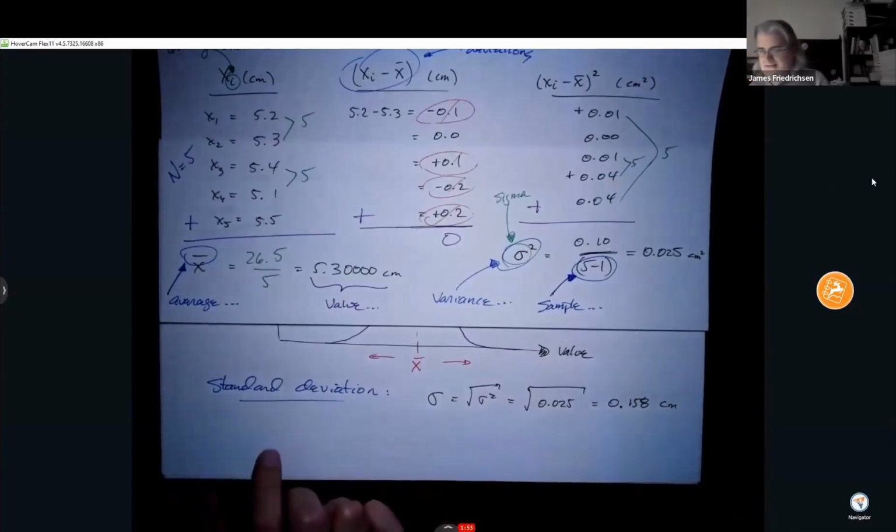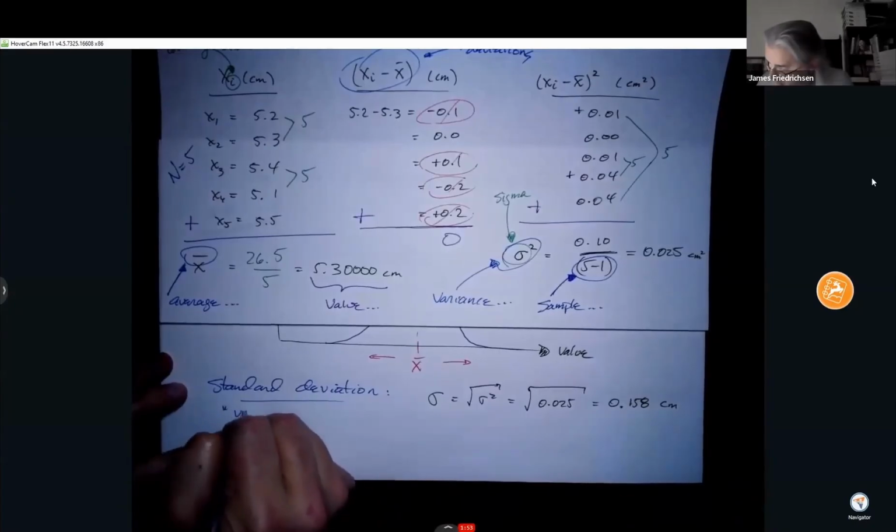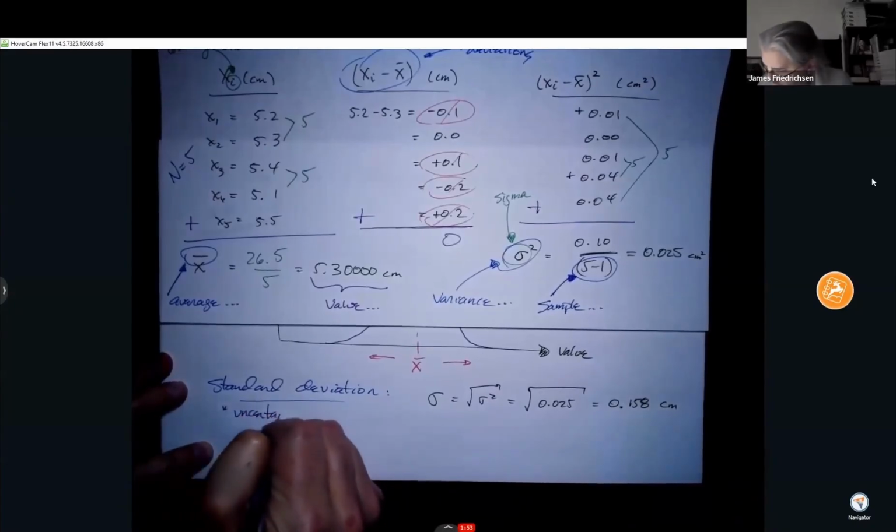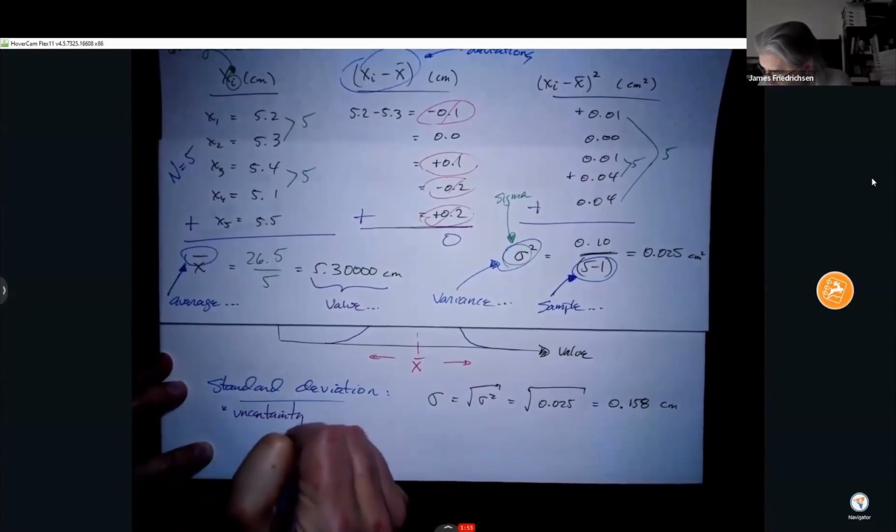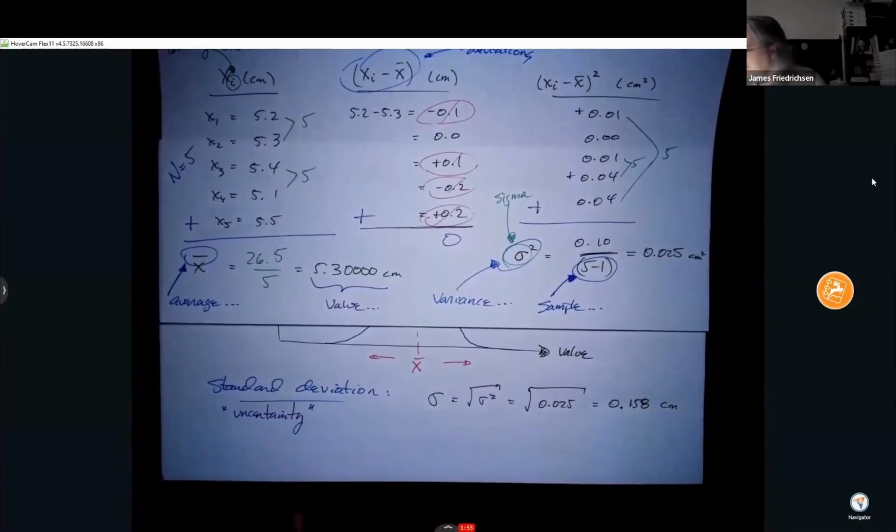Okay. Now the standard deviation, this is going to be our uncertainty. And this is a choice. We could argue that maybe the standard error in the mean is a better uncertainty value than the standard deviation, but I think for our case, the standard deviation is good enough. And so now we're ready to apply our rules.